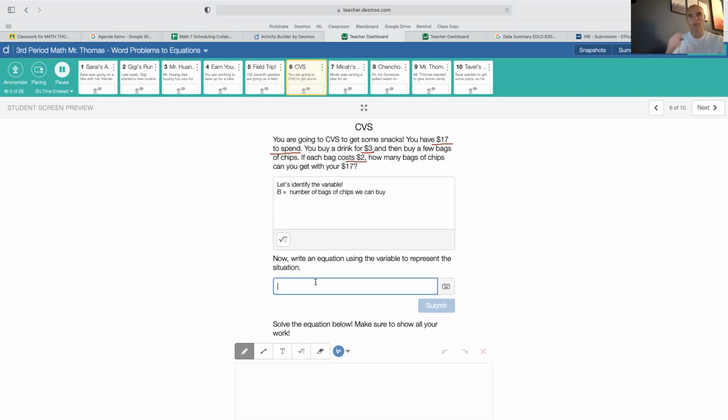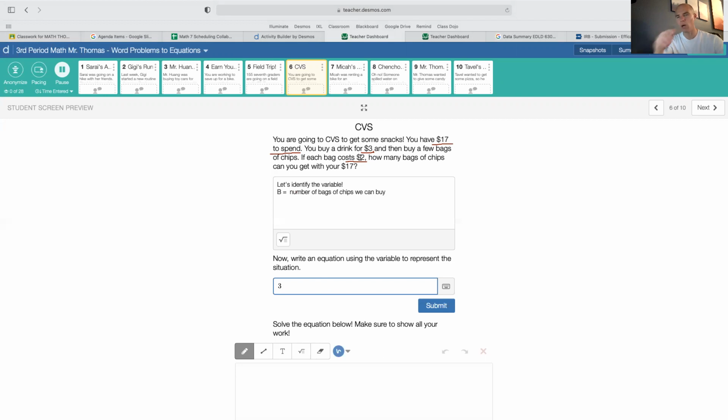All right, so now, rather than immediately trying to start solving by doing 17 minus 3 and then divided by 2, we're going to represent what we know, almost like build a receipt here. So we know that there's this $3 drink, right? So let's put that in there right away. And then there's some number of bags of chips, which we don't know what that number is, but we know it's B, right? We know we can represent it in our equation using a B.